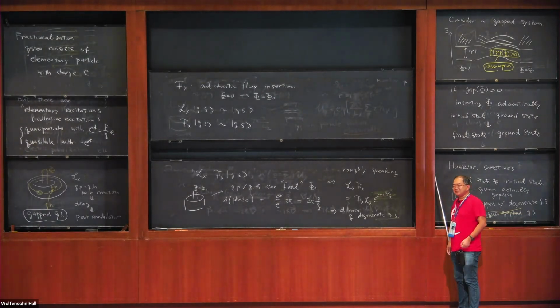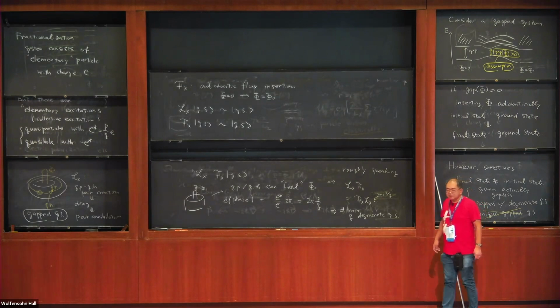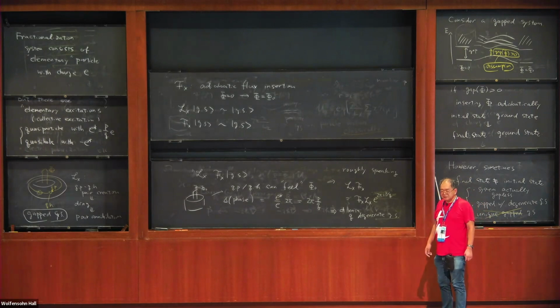Questions? Can I ask? So how do you know that LF and FL are only different by a phase? One would expect in general that they map ground states to different ground states. So how do we know that they're just a phase difference?